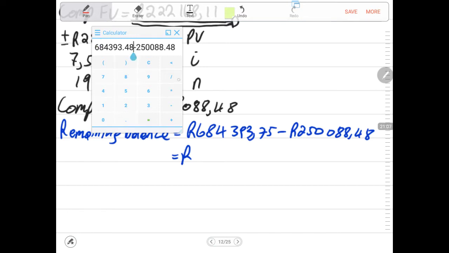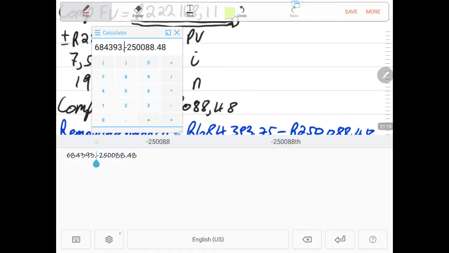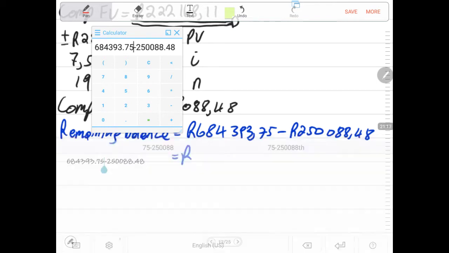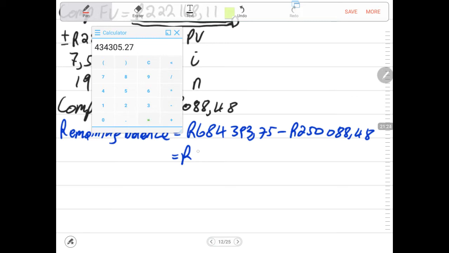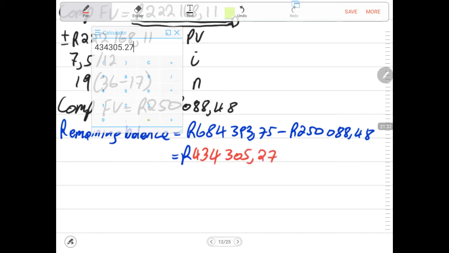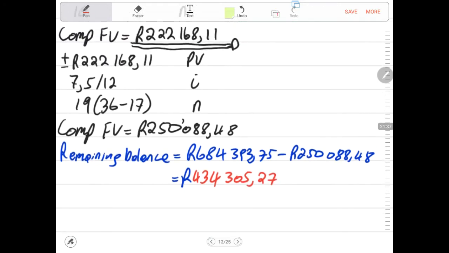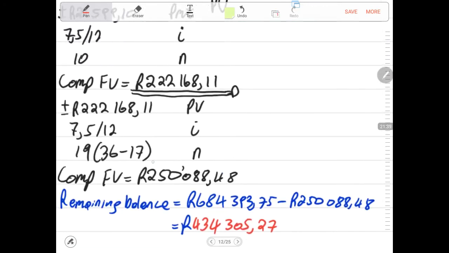There is no 48 there. We have 75. 684,393.75 minus 250,000 and 88 rand 48 cents. The answer we get is 434,305 rand 27 cents.